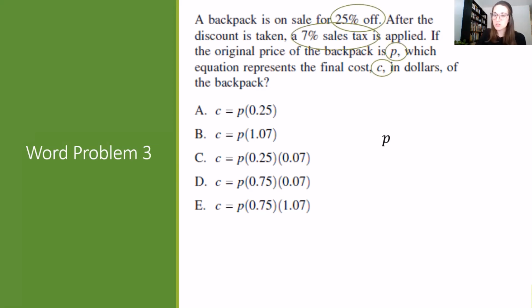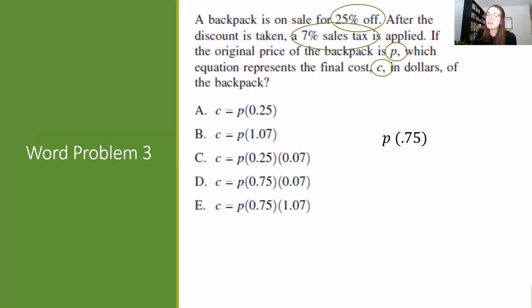So when we're starting with P and we have that 25% off, we need to multiply it by the remaining percent, which would be 75% of the cost. You can write this as 0.75. Now, right away, if I look at my options, I've got it narrowed down now to just 2 because I see that C is not going to be a good option anymore. So the remaining question is, am I going to multiply by 0.07 or am I going to multiply by 1.07?